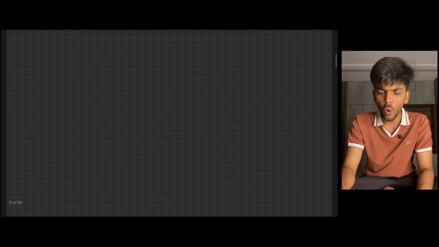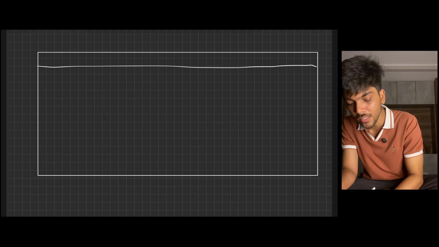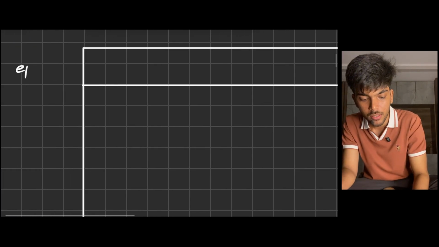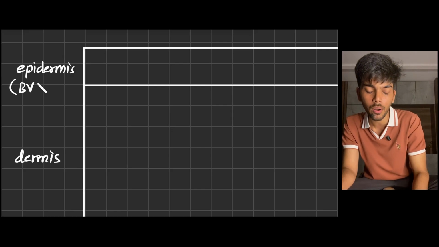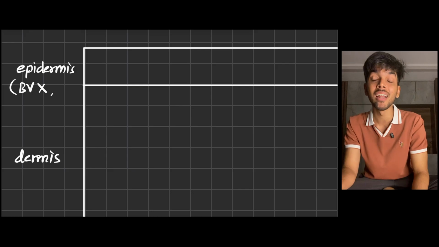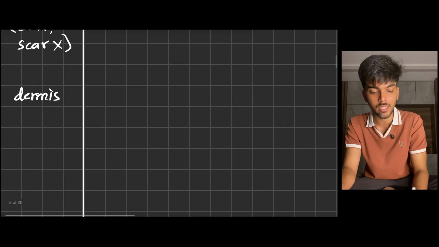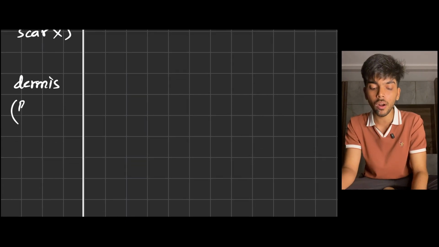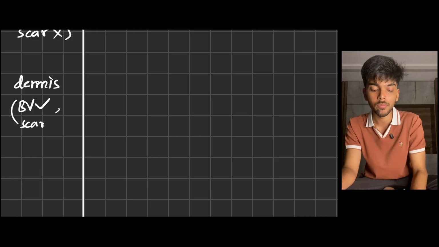Now, let me show you all these various types of mechanical injury with the help of a single diagram or a single piece of skin tissue. So the outermost layer of the skin is your epidermis. Just below epidermis is a much thicker layer referred to as dermis. Remember, epidermis doesn't have any blood vessel, so an injury to epidermis does not lead to bleeding. Similarly, injury to epidermis does not lead to scar formation. Dermis contains blood vessels, so an injury to dermis leads to bleeding as well as scar formation.